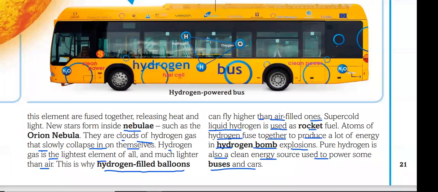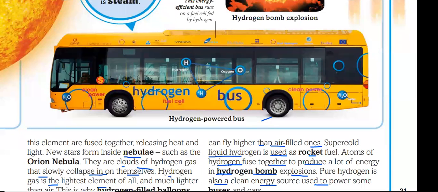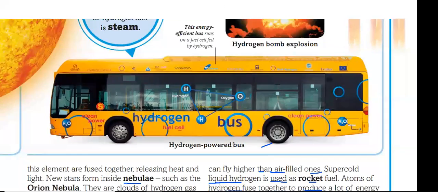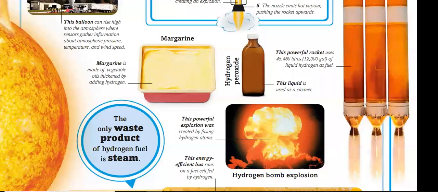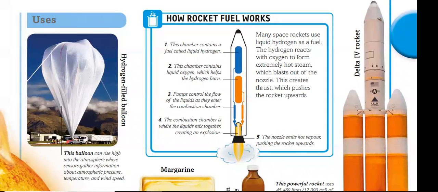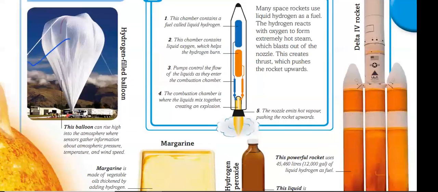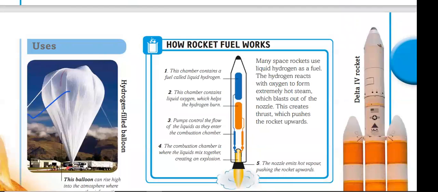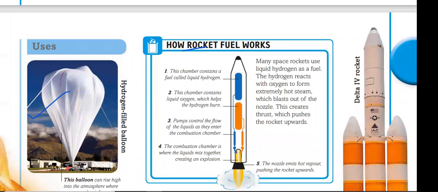You can observe there is a picture here. There's a hydrogen-powered bus. There are so many things related to hydrogen shown in the pictures. Here is a hydrogen-filled balloon, and moreover the importance of hydrogen in rocket fuels is observed here, with the rocket parts being explained.